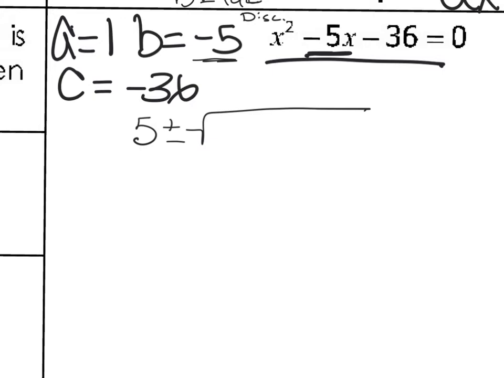All right, so b squared minus 4ac. So b is negative 5, squared, minus 4 times a times c.